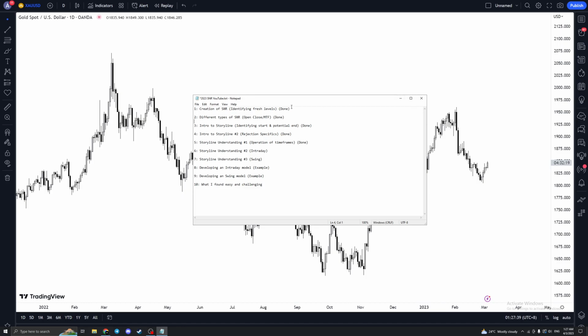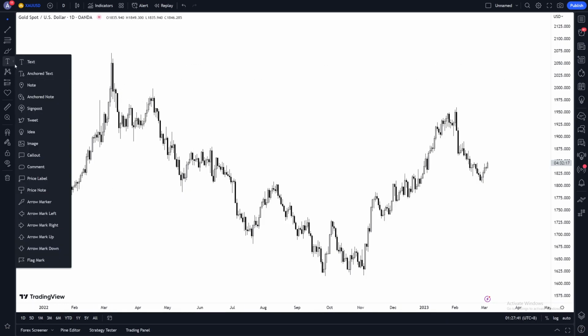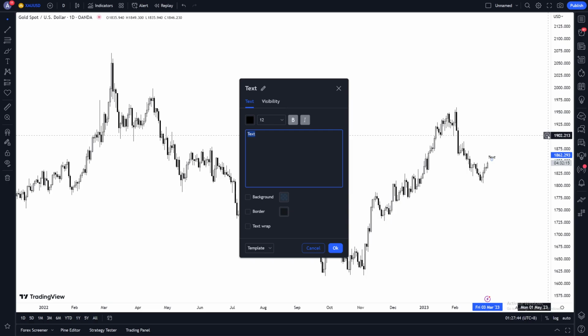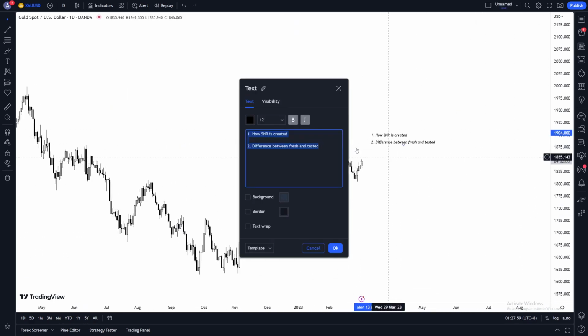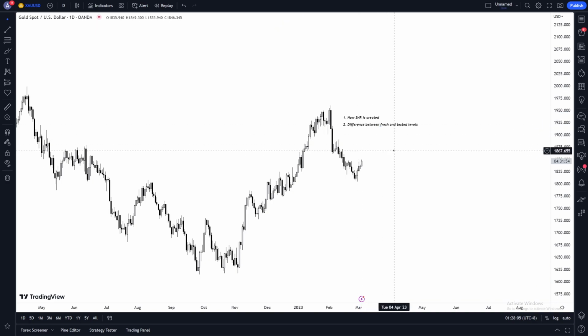Creation of SNR and identifying fresh levels. This video has two objectives. Let me write them down. The first is how SNR is created. The second is the difference between fresh and tested levels, obviously, since we're talking about SNR levels. I'm going to try my best to stay on topic here, because we have all these different videos for different topics, but then I end up merging everything together in one video, and no one understands anything.